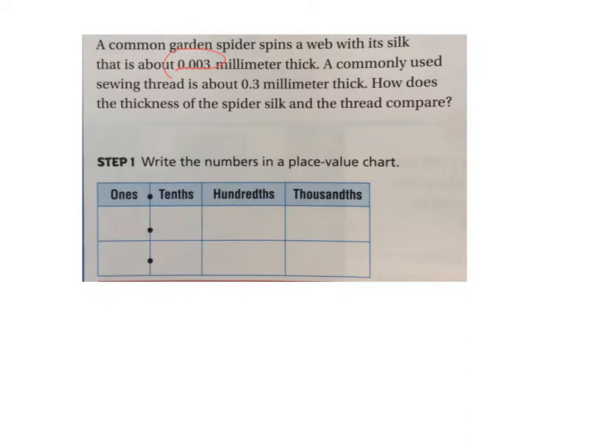Rashika? Yeah, 0 and 3 thousandths. Let's write that in the place value chart. What's the second number that we're concerned with in this problem? What's the second number? Sarah?